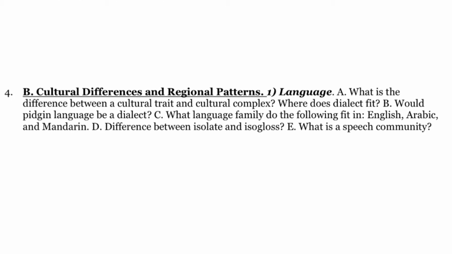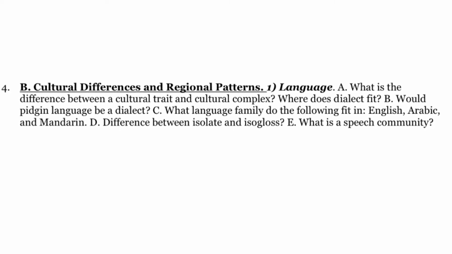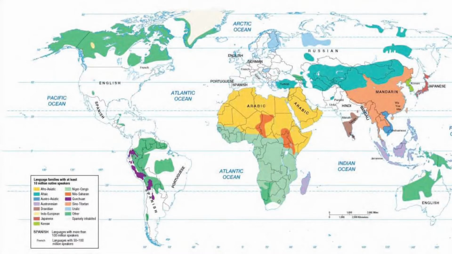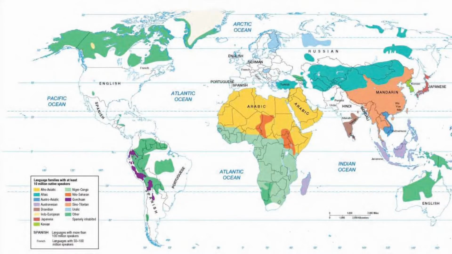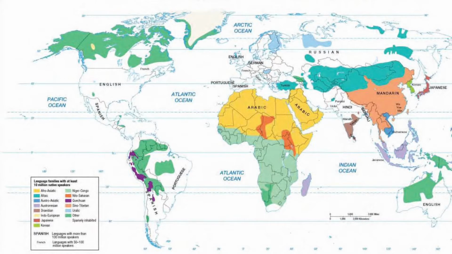Letter C. What language family do the following languages fit in? English, Arabic, and Mandarin. English would fit in your Indo-European language family and would be part of the Germanic branch. Arabic would fit into the Afro-Asiatic language family. Now, if you're looking at these on the test and you're trying to figure out where they fit, just look at the root words.